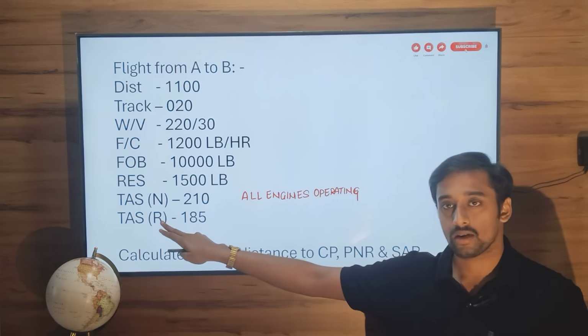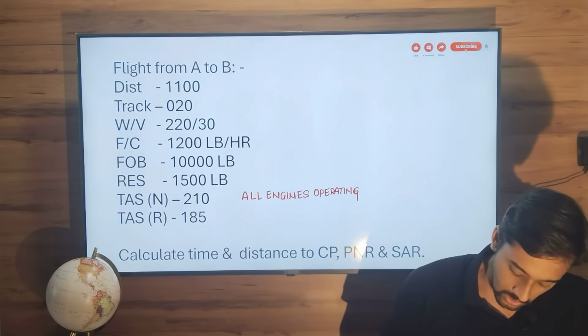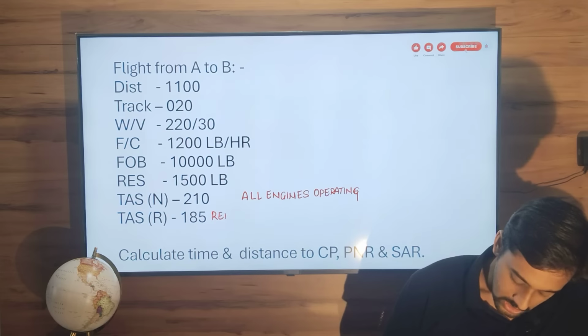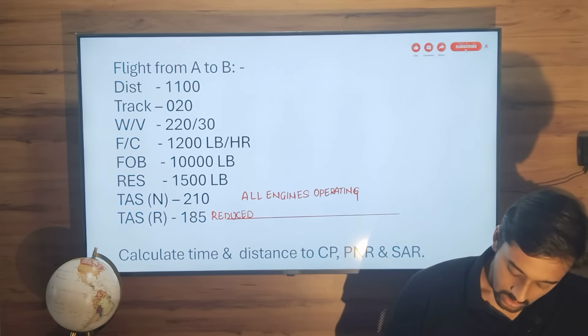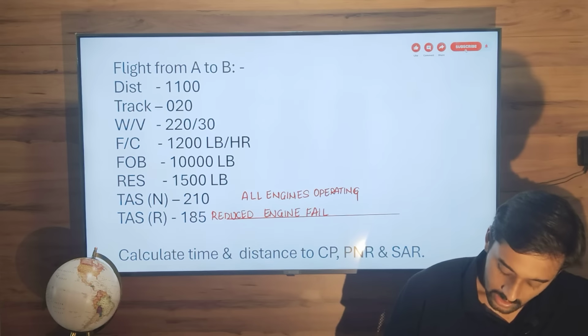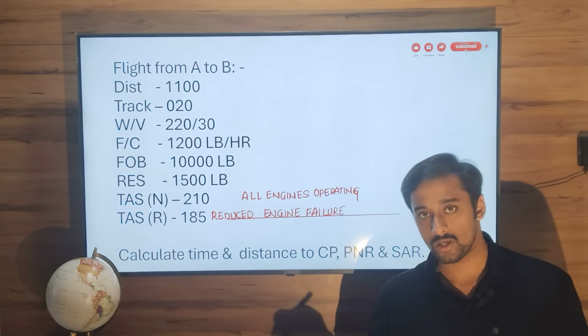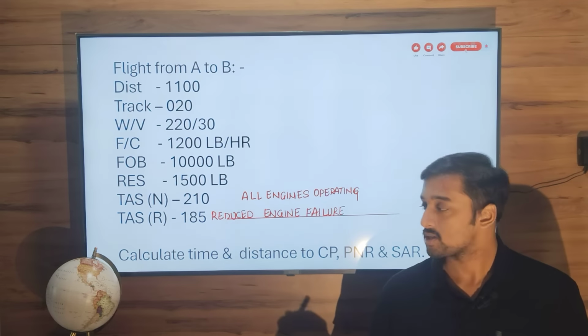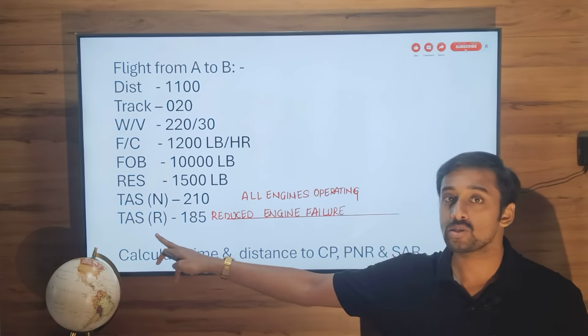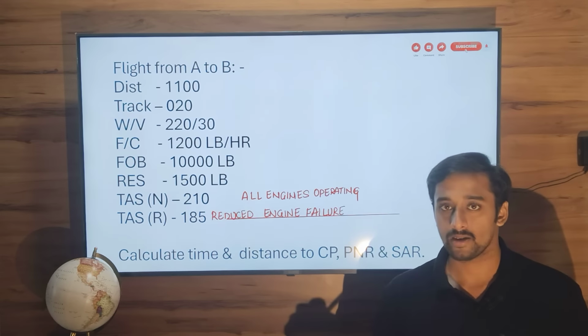True airspeed R, Romeo. R stands for reduced. So that means when there is an engine failure, any one engine, your true airspeed will reduce. So R stands for reduced true airspeed of 185 when there is an engine failure.